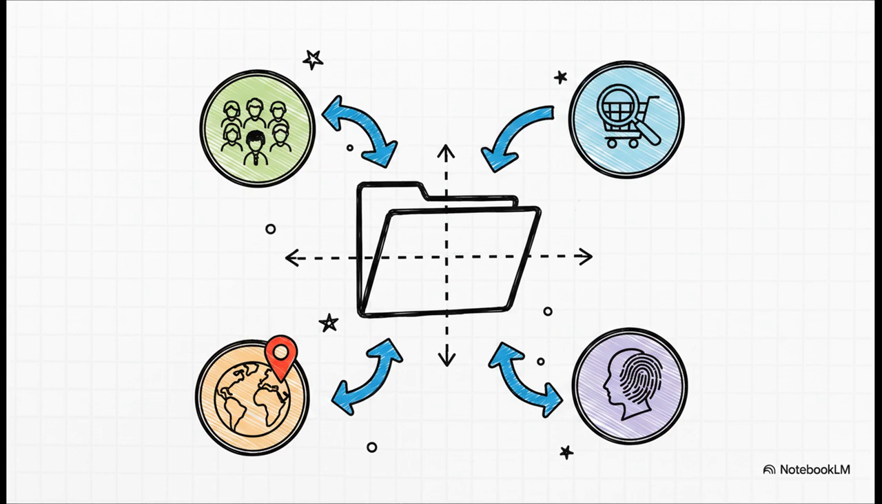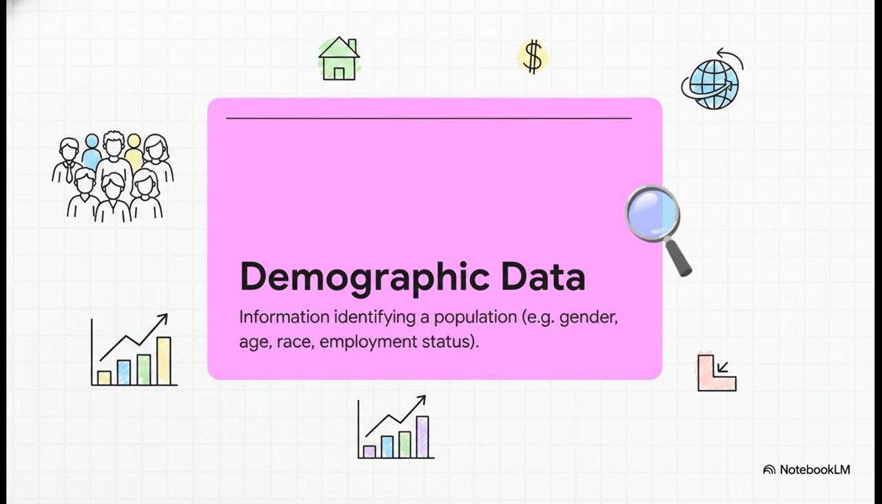Let's quickly define each of these so you know exactly what falls into which bucket. First up, demographic data. This is the information that identifies and distinguishes a given population. So if you're filtering your users by age, gender, race, or even something like whether they own a home to target them later on, you are pulling directly from this bucket.